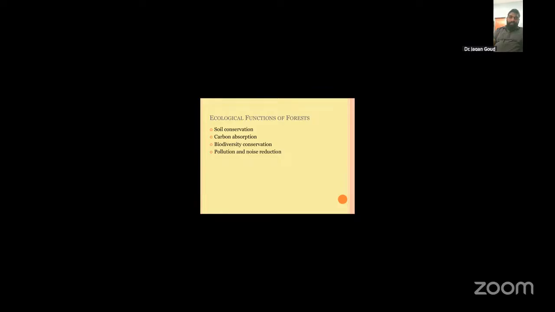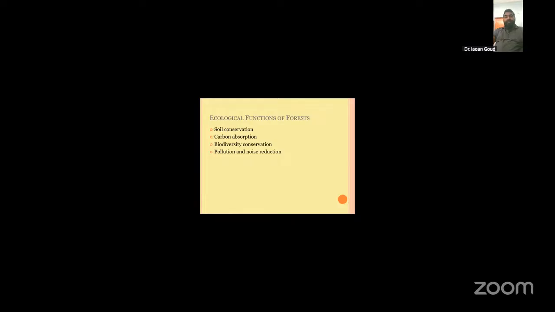Okay, the first one is soil conservation. Forests prevent soil degradation through multiple processes: root binding, litter layer protection, and hydrological regulation. Okay, the second one is carbon absorption. Forests act as major carbon sinks, playing a crucial role in climate change mitigation. The first is photosynthesis and carbon storage. Okay, and climate feedback mechanisms like regulating atmospheric CO2 concentration, influencing albedo and evapotranspiration, and affecting regional precipitation patterns.